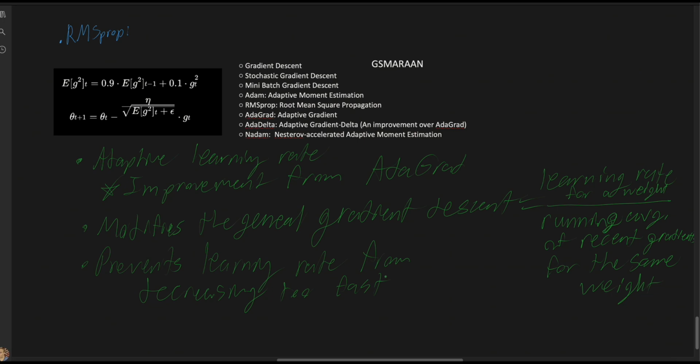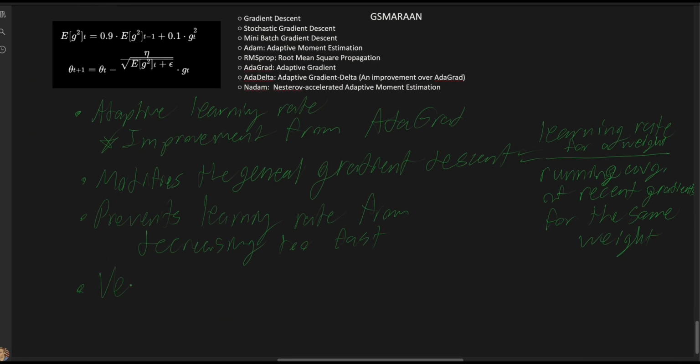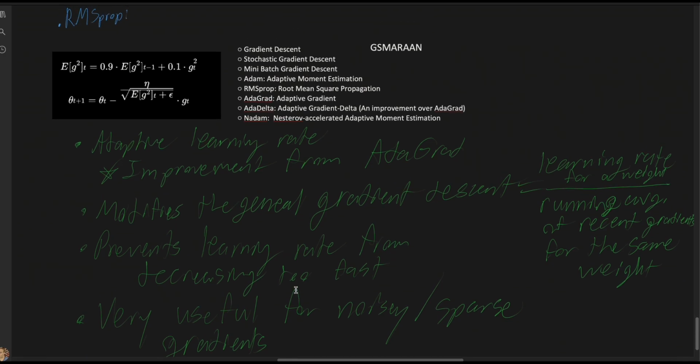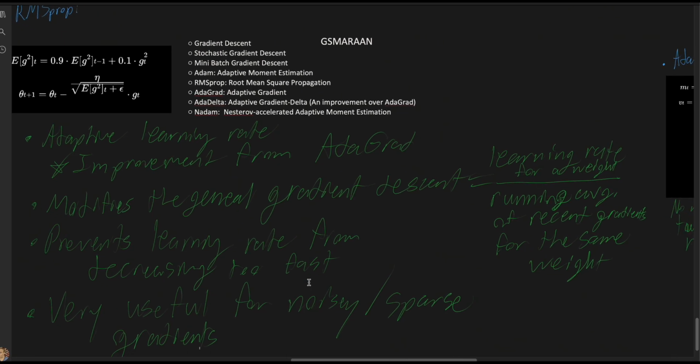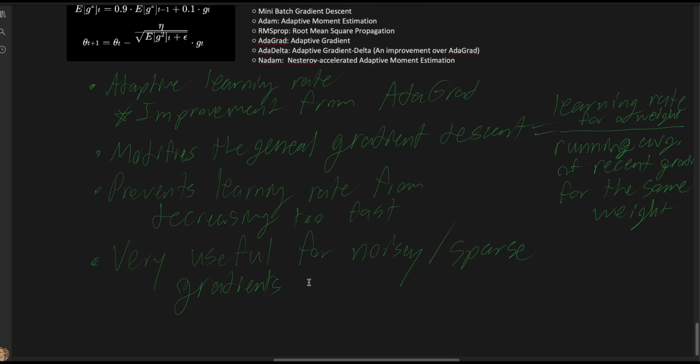And it is beneficial for problems with very noisy or sparse gradients. Root mean square propagation can work well in scenarios where Adagrad falters due to aggressive and monotonically decreasing learning rates. So we get a good speed of learning rates for higher accuracy.